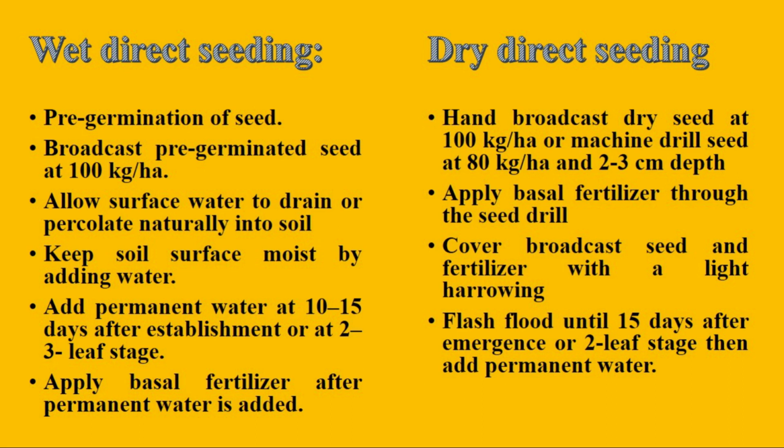In dry direct seeding, hand broadcast dry seed at 100 kg per hectare or machine drill seed at 80 kg per hectare at 2 cm depth. Apply basal fertilizer through the seed drill. Cover the broadcast seed and fertilizer with light harrowing. Flash flood until 15 days after emergence or 2 leaf stage and then add permanent water.